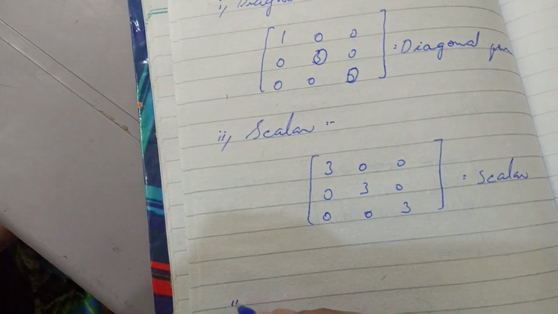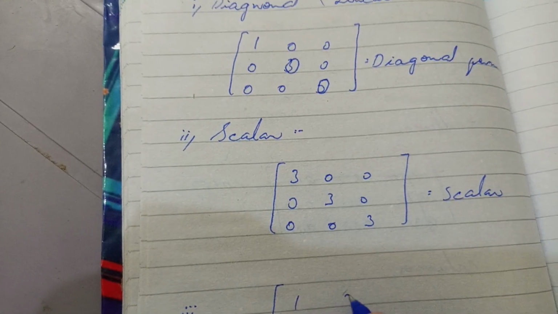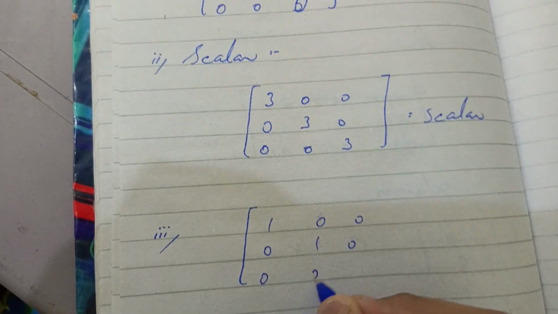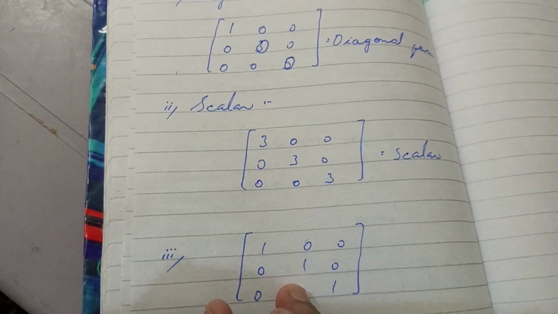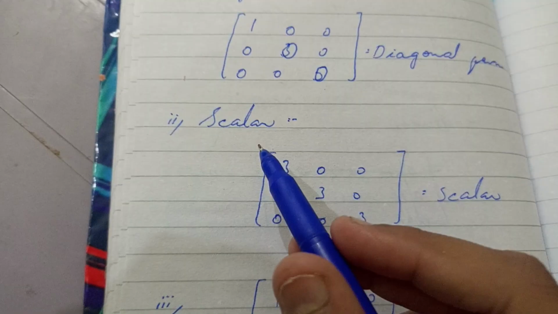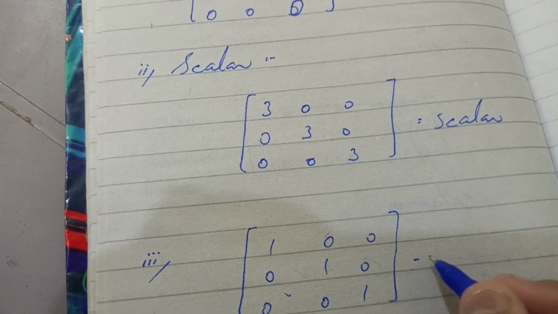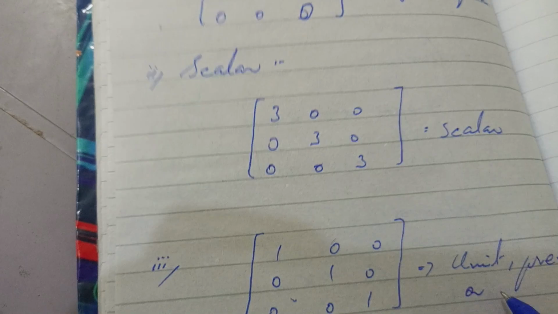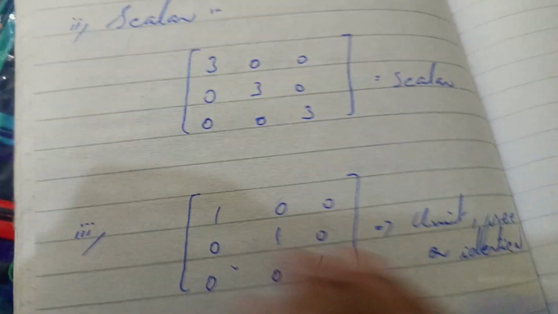Now there is one more condition. If you get only ones, I am talking about only ones on the diagonal, then it is called a unit matrix, or identity matrix. If you have all twos, the same in the diagonal form, it is called scalar. But if the condition is ones, it is called the unit matrix. Let me write here: unit, or identity. Mostly people call it identity, so I prefer to say that.